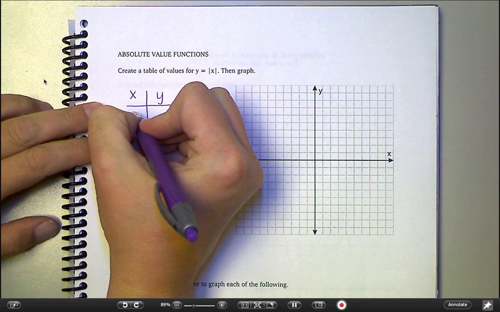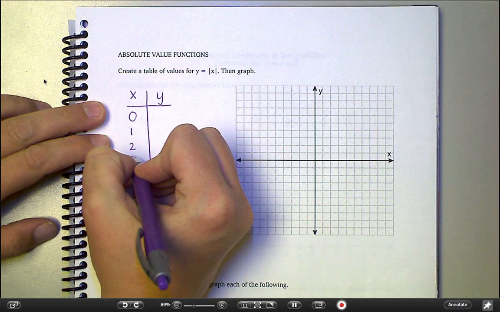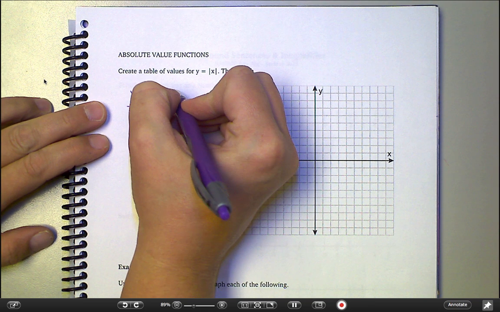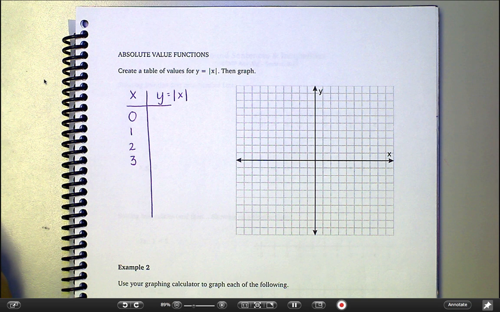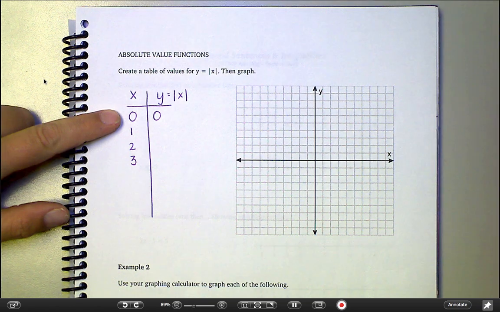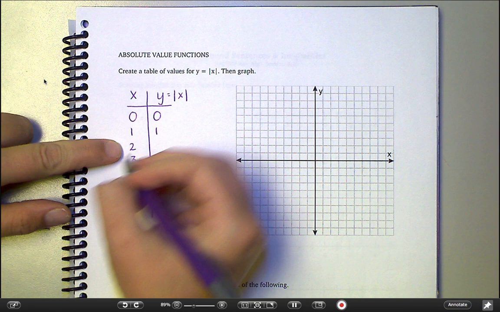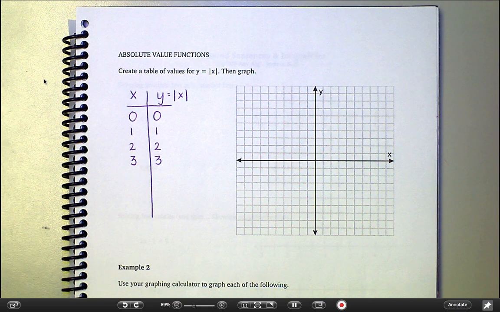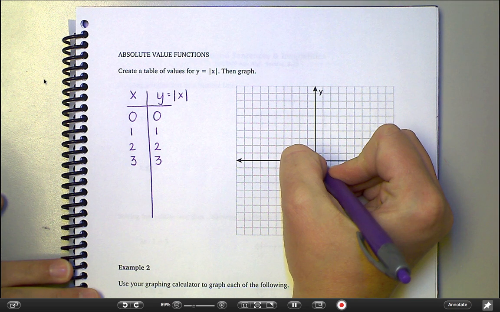And I'm just going to throw in a few values of X here. So 0, 1, 2, maybe even 3, let's say. And then remember, Y is the absolute value of X. So it's how far away is this number from 0. So 0 is 0 spaces away from 0. 1 is 1 space away. 2 is 2. 3 is 3. That's pretty boring.